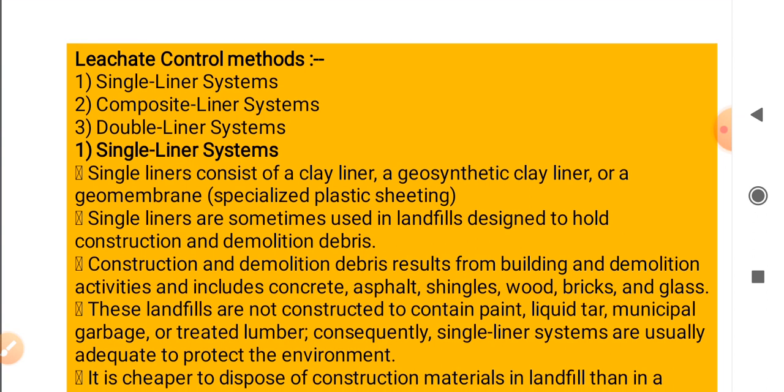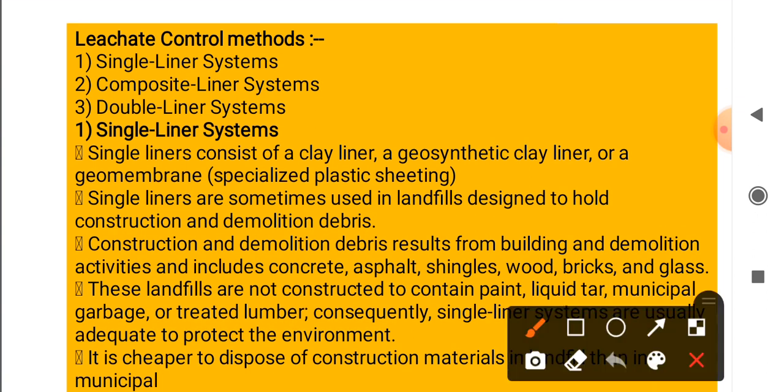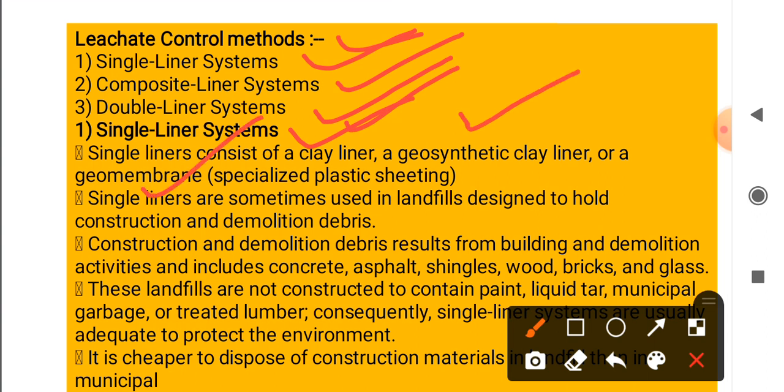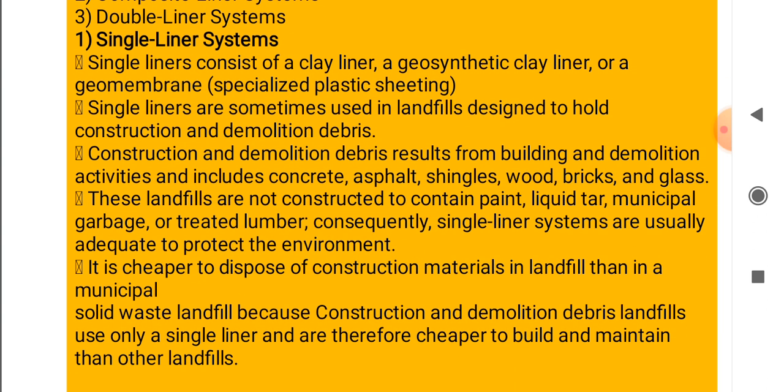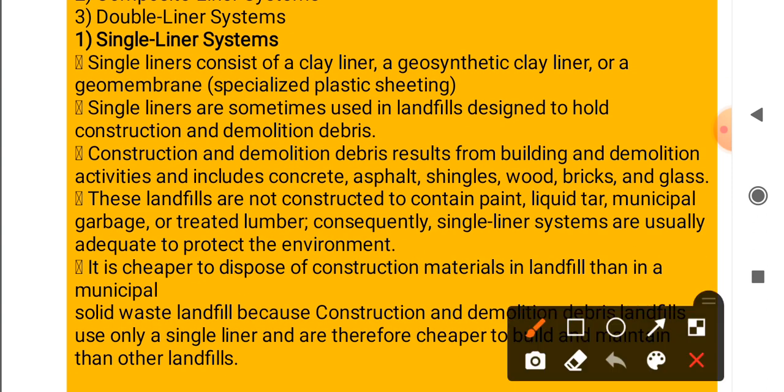Next, now there are three important or main methods of leachate control. First, single liner system. Second, composite liner system. Third, double liner system. Now, the first method is the single liner system. In a single liner system, a clay liner, geosynthetic liner, or geomembrane is utilized as the lining material. Single liners are generally used in landfill designs to hold construction and demolition debris.